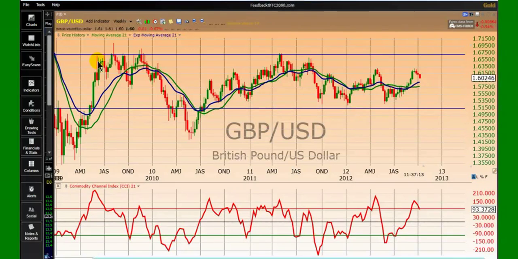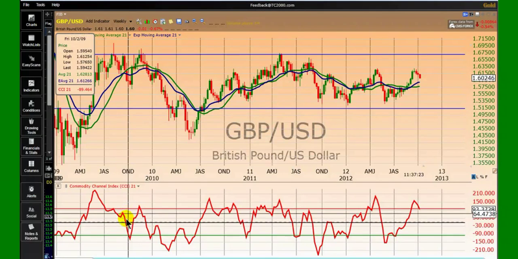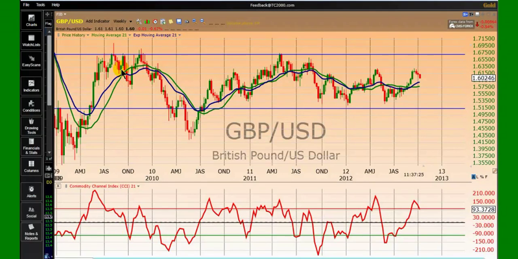Here you can see that after the price went away from the simple moving average 21, it returned back to the simple moving average 21 right here. At the same time, you can see that the CCI went below, because the price went below the simple moving average 21, right here. In fact, when we are using the CCI 21, we are comparing the price to the simple moving average 21.